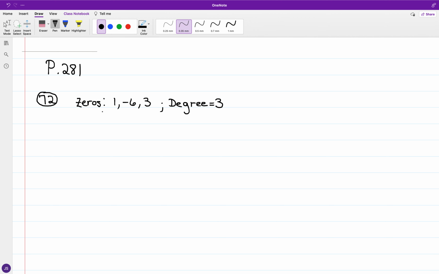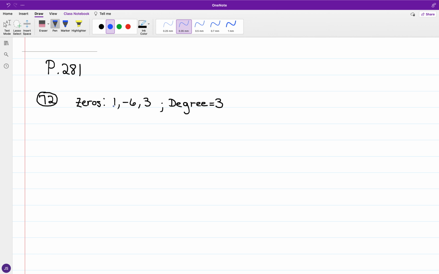Now for this set, each zero will have a multiplicity value of 1. So the corresponding factors will be just first degree, and the overall polynomial is going to be of degree 3. In setting up our polynomial, we're going to be arriving at the expanded form. Let's look at the formation of a polynomial that will have these characteristics.